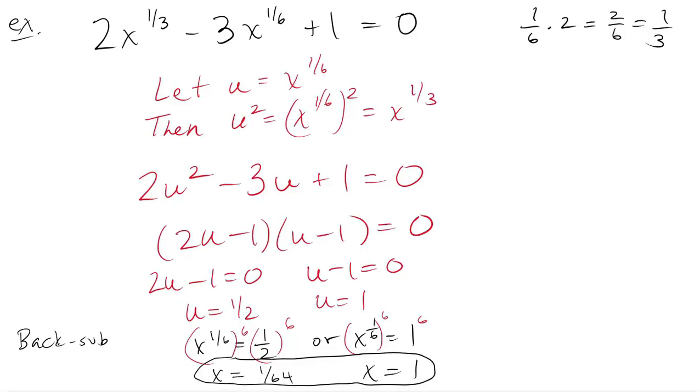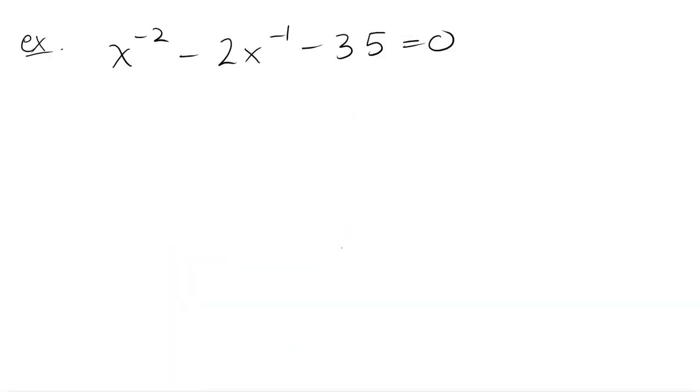One more. We covered a regular polynomial example. We've covered a fractional example. Let's do one with negative exponents. And these ones with negative exponents are the reason I keep saying the exponent with the smaller magnitude when we're making our substitution. So the equation here is x to the -2 minus 2x to the -1 minus 35 equals 0.